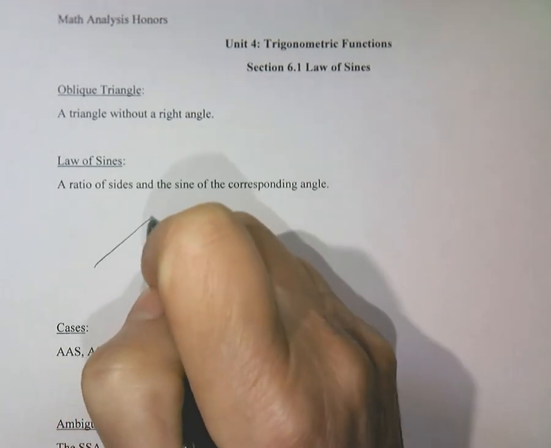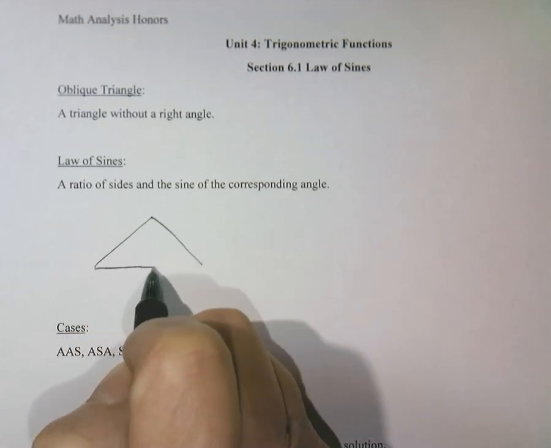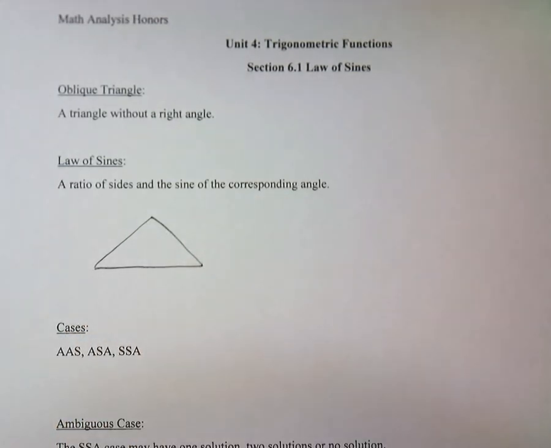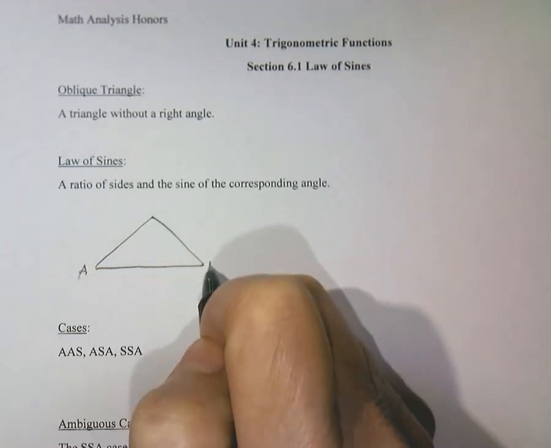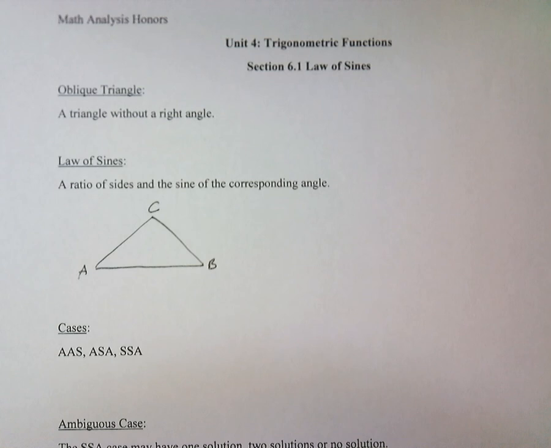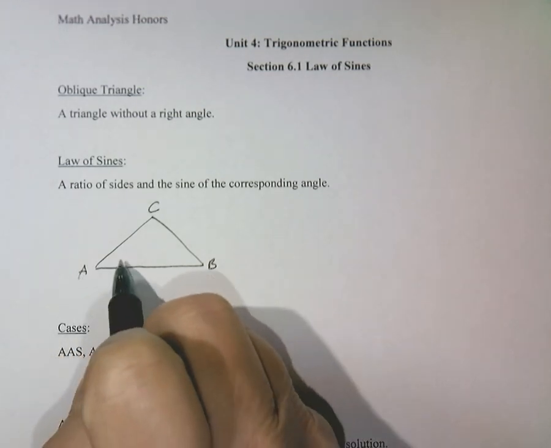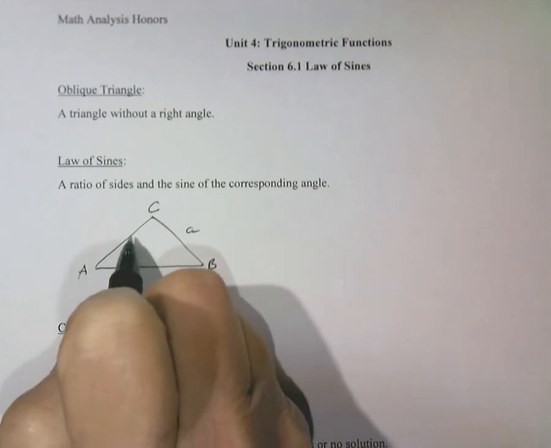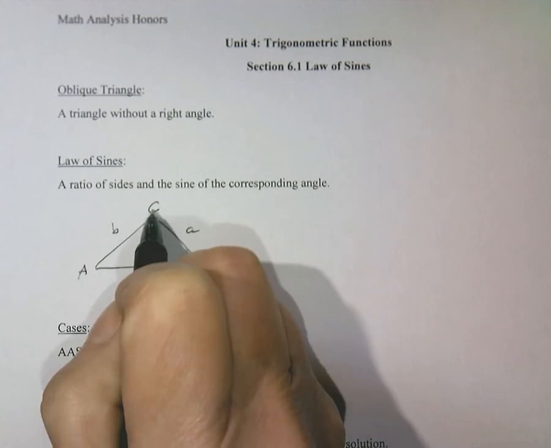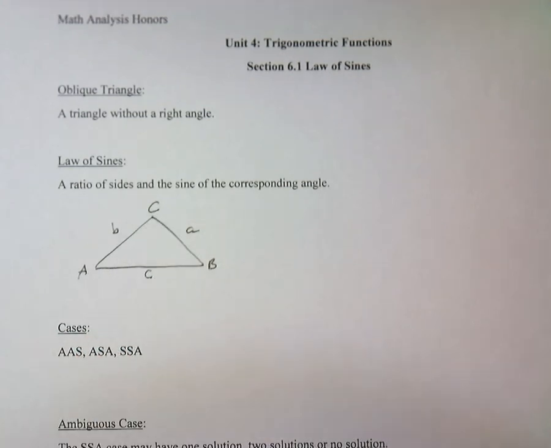So if I were to draw a triangle, and this is just a generic triangle, I need to label the sides and the angles. The angles I'm going to label as uppercase letters, and the sides are going to be the lowercase letters. So if this is angle A, opposite angle A is side A. This is angle B, opposite side B. Angle C, opposite is side C. Different textbooks might use different variables. This is what your textbook uses.